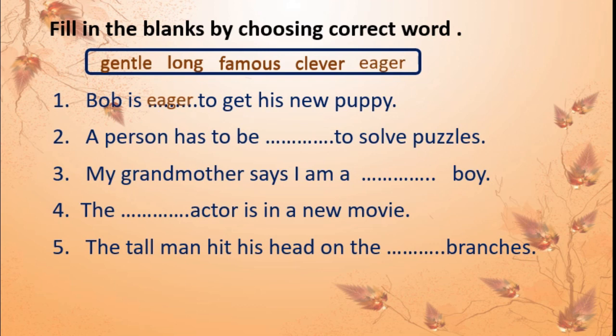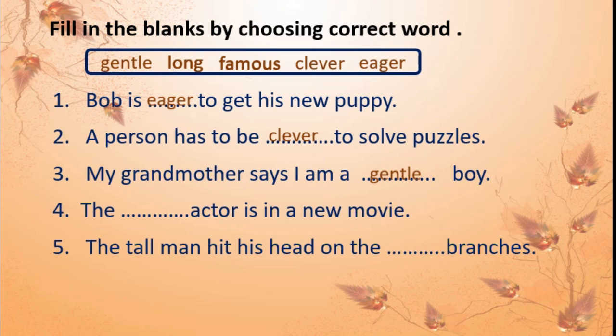A person has to be dash to solve puzzles. Here what remains? Gentle, long, famous, clever. Correct? A person has to be clever. Very good. Clever to solve puzzles. My grandmother says I am a dash boy. My grandmother says I am a gentle boy. Isn't it?